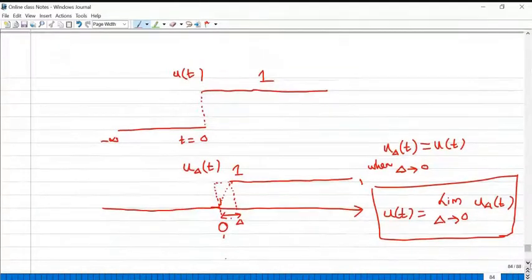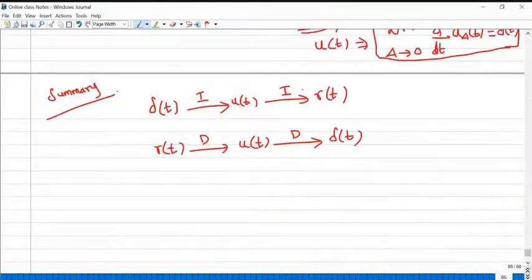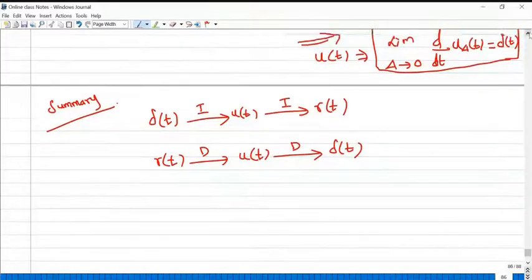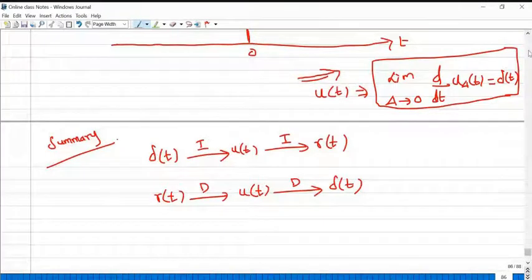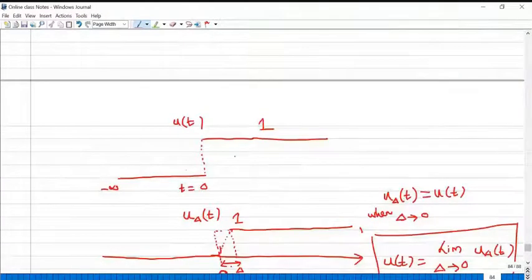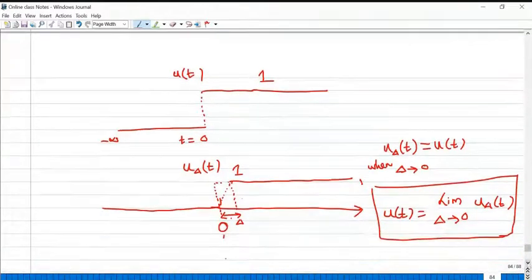And now we need to write u of t in terms of del functions, or del of t in terms of u functions. For that, we took the u of t signal initially and made an assumption. Assume there is a slope, and the width of the slope is del. This is u del of t. If del approaches 0, then this u del of t is equal to your u of t signal.